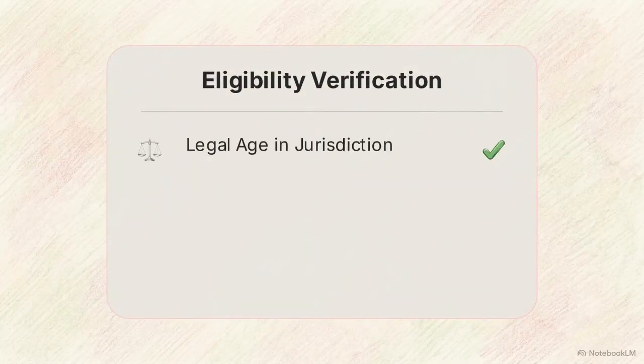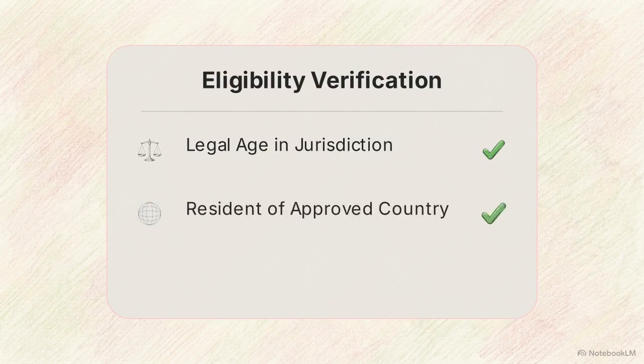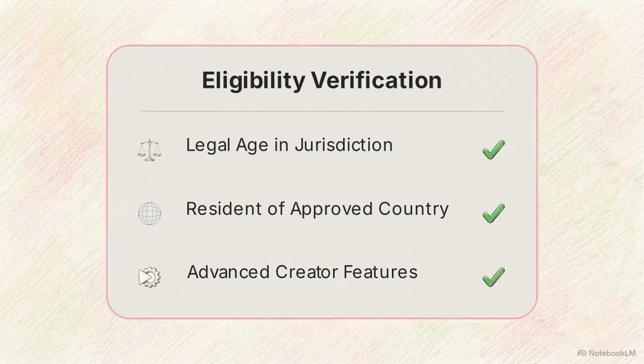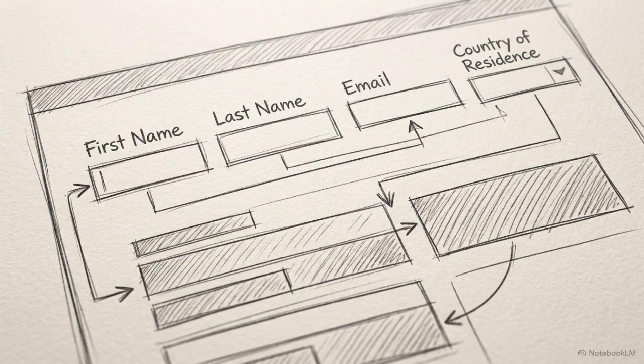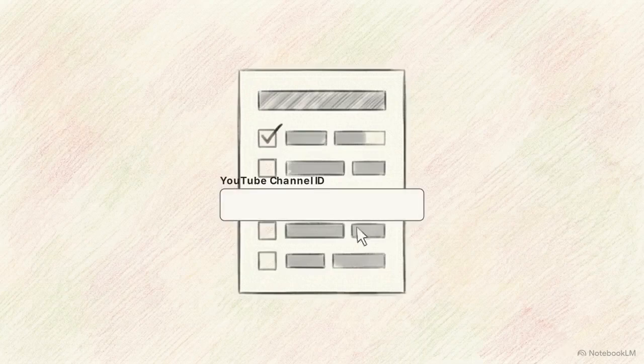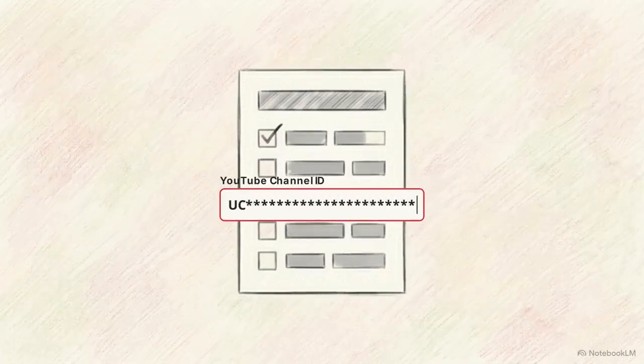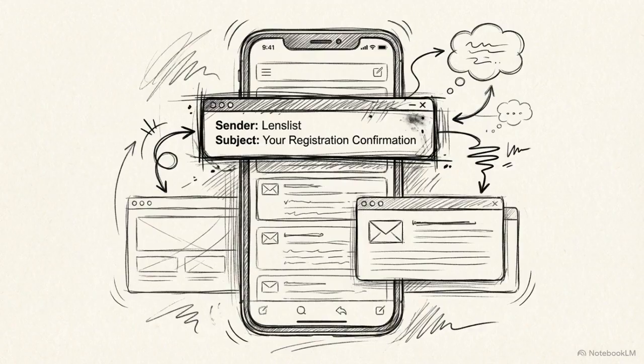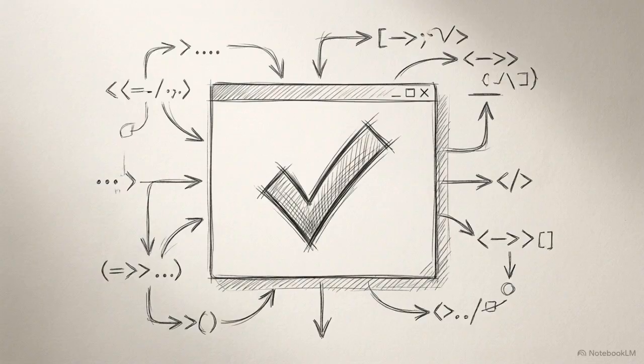You need to be of legal age in your jurisdiction, reside in one of the approved countries, and have advanced creator features enabled on your YouTube account. Step 1 is registering on the Lenslist portal. You will need to provide your YouTube channel ID, which is a specific string of characters that always begins with the letters UC. Complete this step right now. Registering immediately secures the specific submission link sent to your email, which you will need to finalize your entry later.